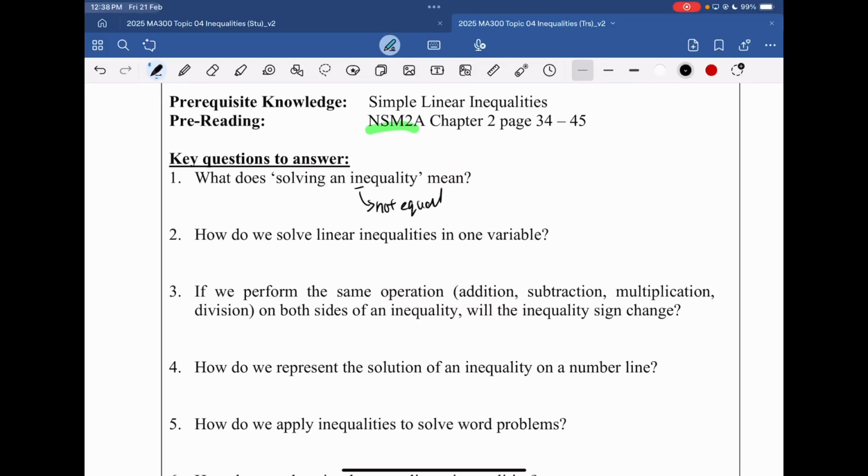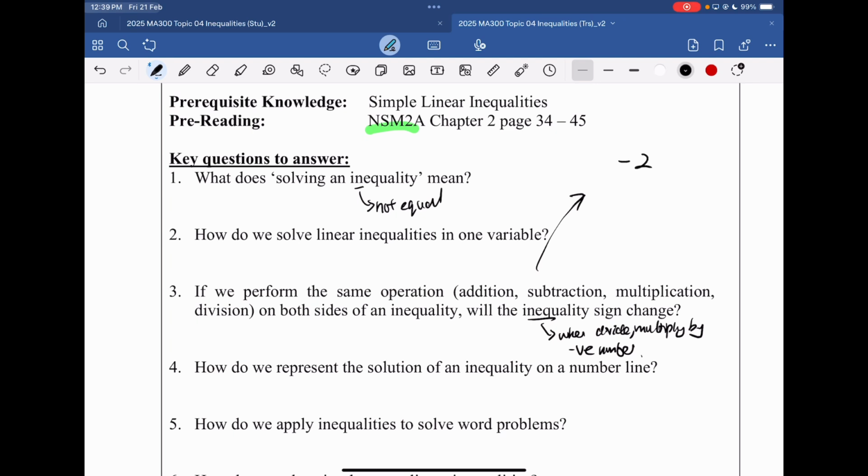A negative number. Okay, simple idea, right? When will the inequality change? When you divide or you multiply by a negative number.